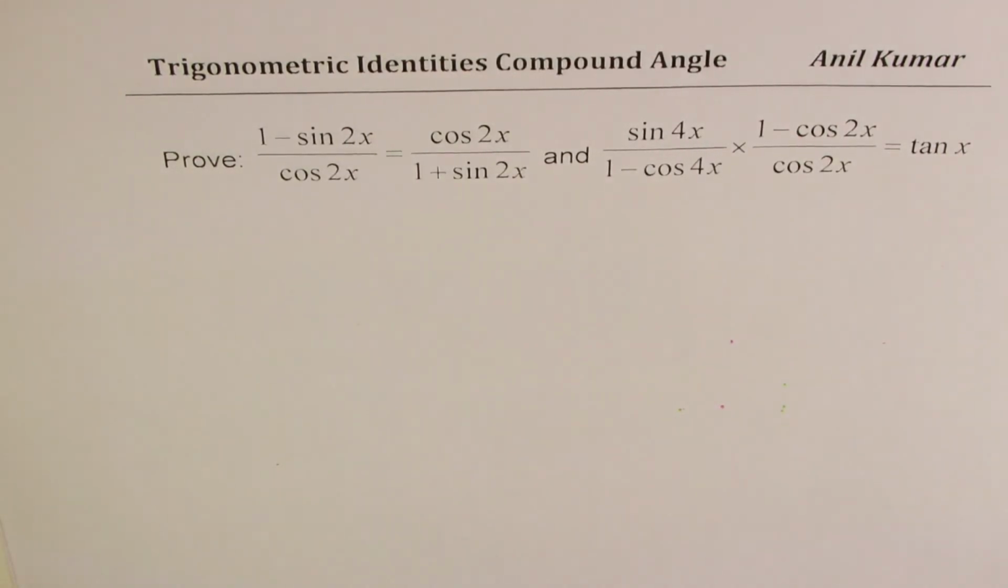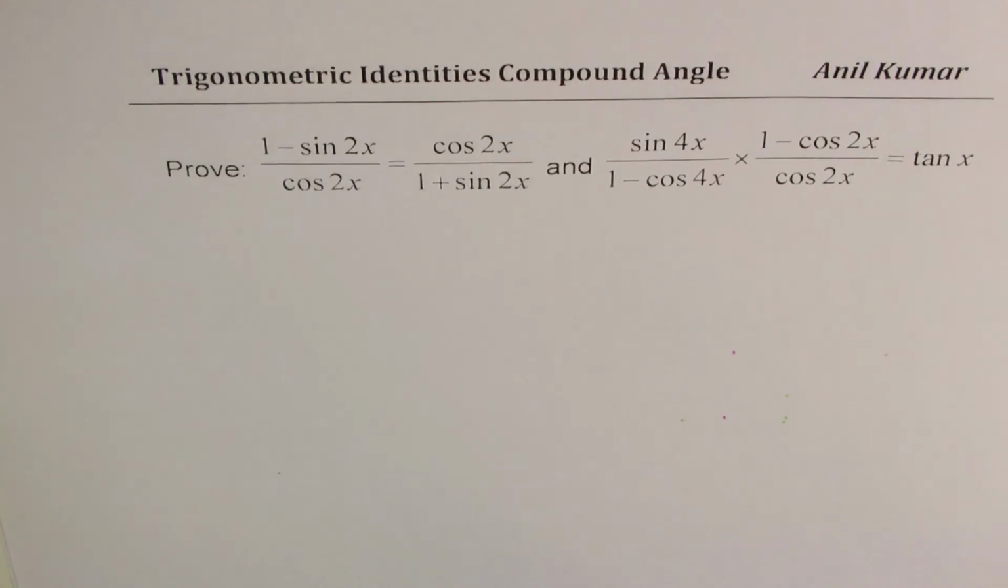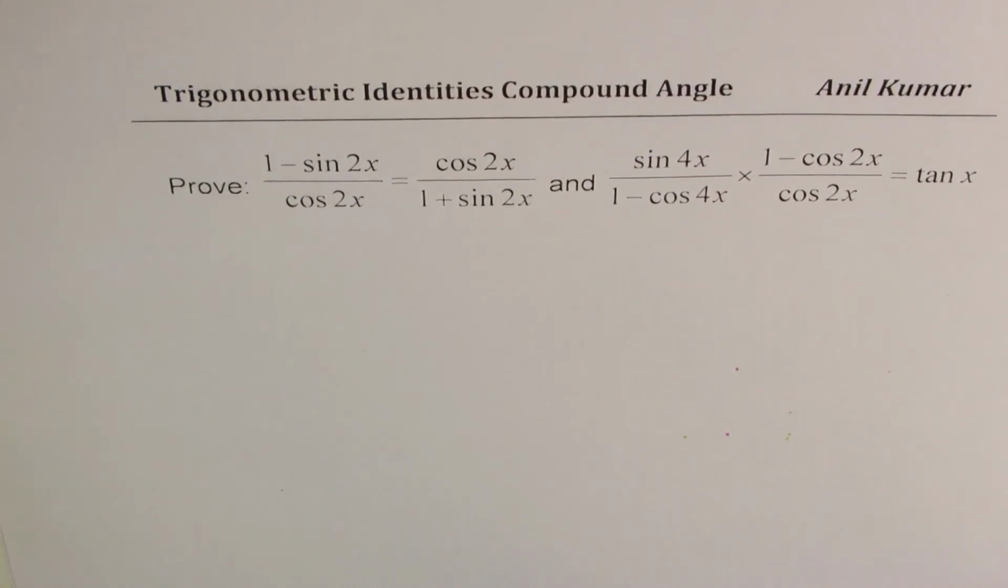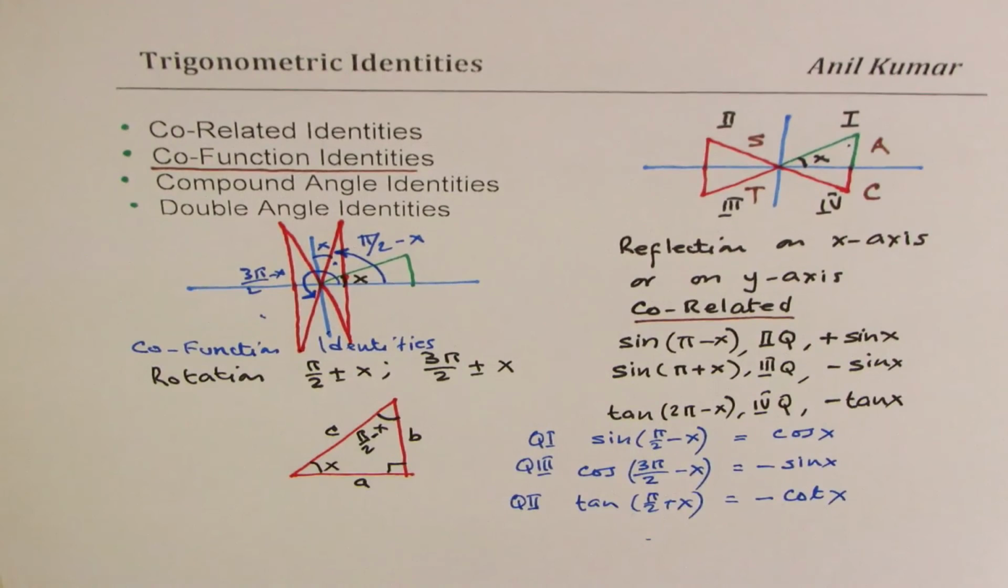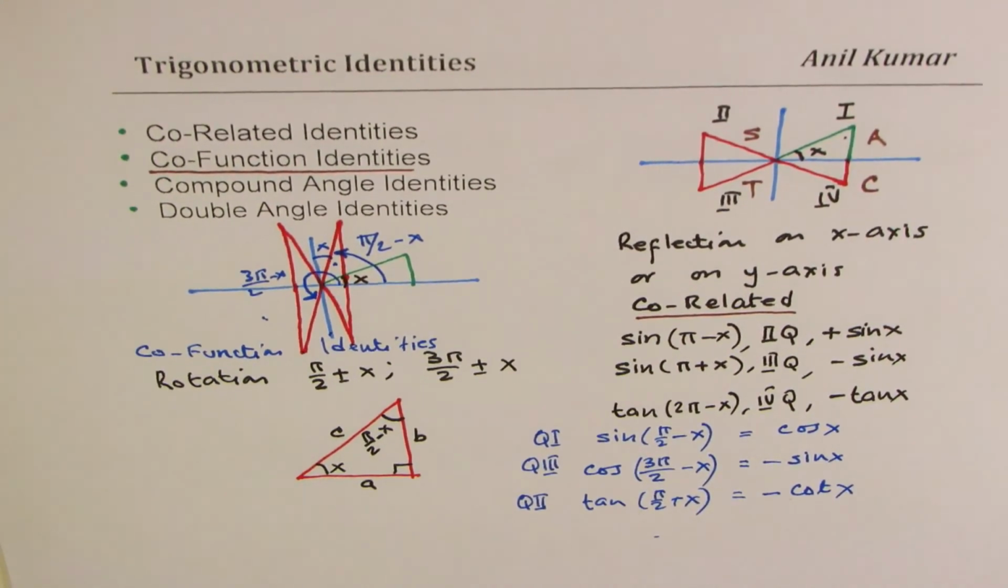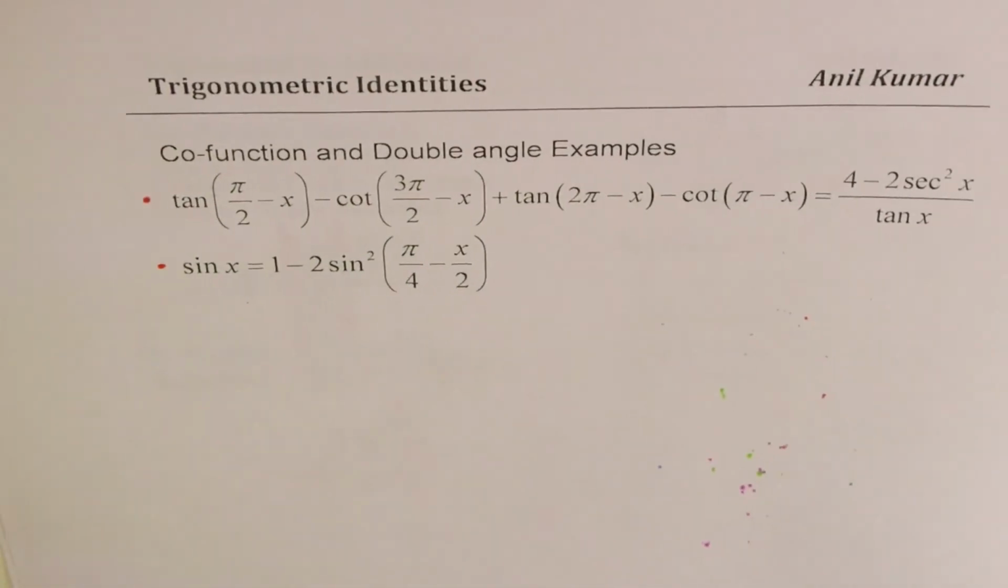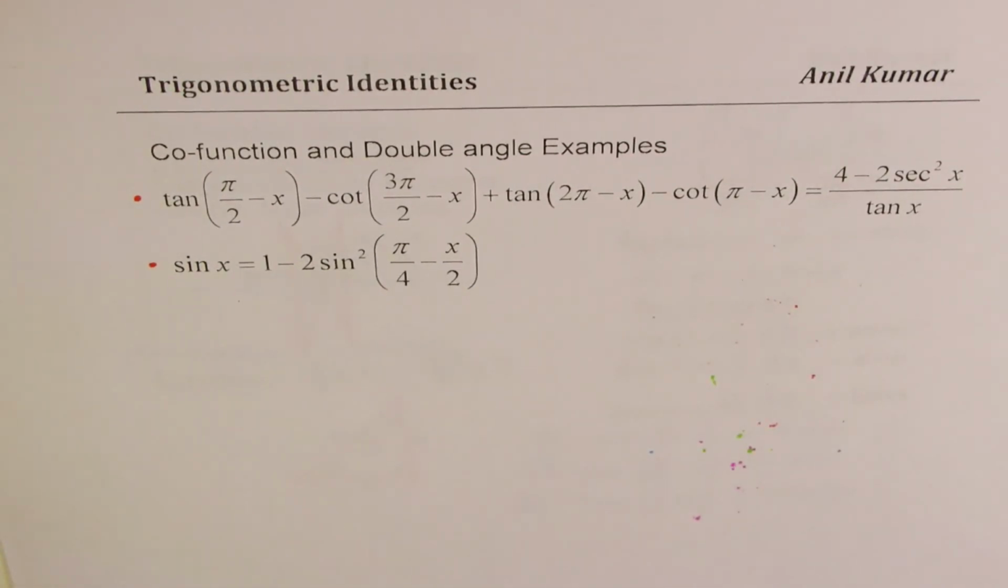Now let us take up the compound angle equations and try to see how to solve trigonometric identities involving compound angles. So I'll take this up in part 2 of my video. So in part 1, we have discussed correlated identities and CoFunction identities. And we took up 2 examples to really consolidate our learnings. Now in part 2, we are going to take up double angle identities.